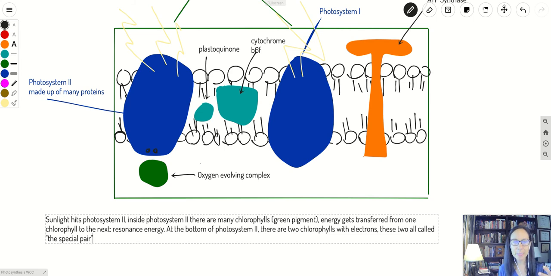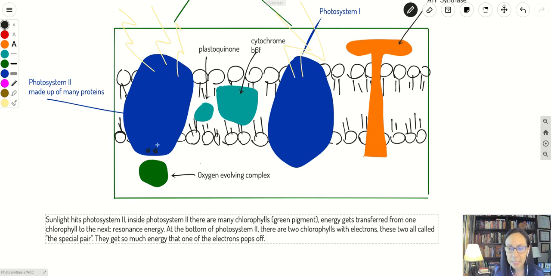And what happens is in these two chlorophylls that are the special pair, they get so wiggly and full of energy that the electron pops off. Okay, one of the electrons pops off. They get so much energy that has been funneled down the photosystem 2 that one of the electrons actually comes off. Okay, it's like it just bounces off.